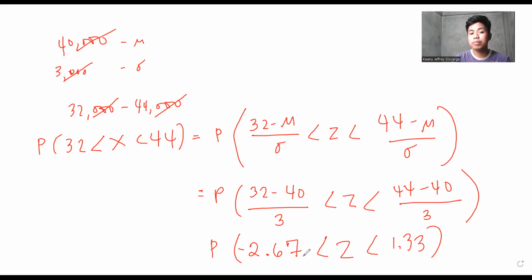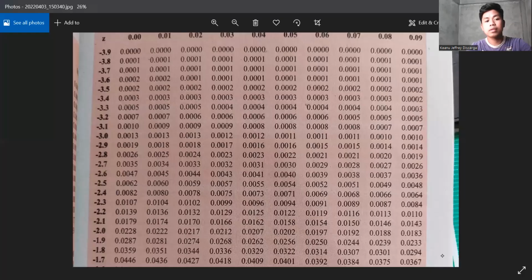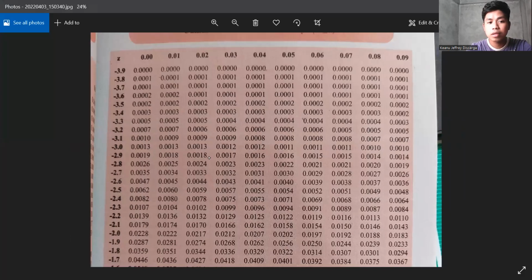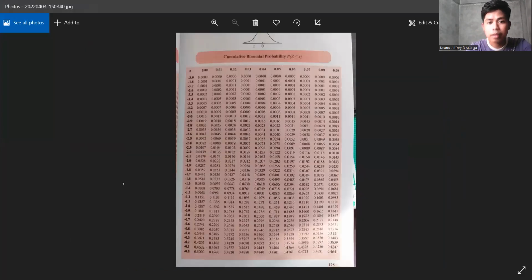So, let's start with negative 2.67. Okay, negative 2.67. Kung makikita nyo, yung mga values dito sa Z, 3.9, 3.8, isang decimal lang yung nandito. So, kung ang pinapahanap ko sa inyo ay negative 2.67, edi, let's start with negative 2.6. Edi, syempre, may nawawala pang 0.07. Yung 0.07, makikita natin yan dito sa taas. Okay?